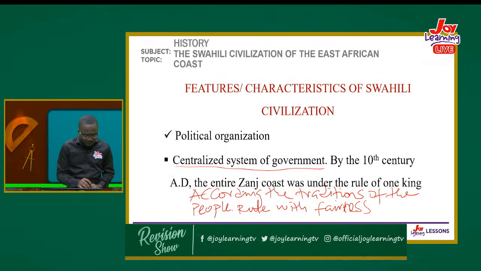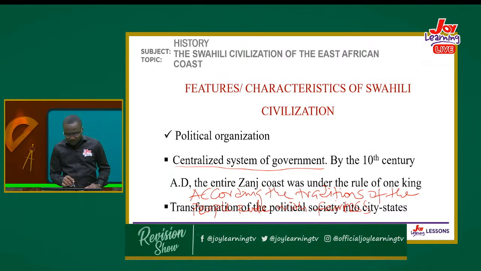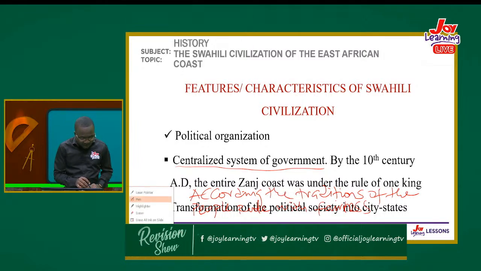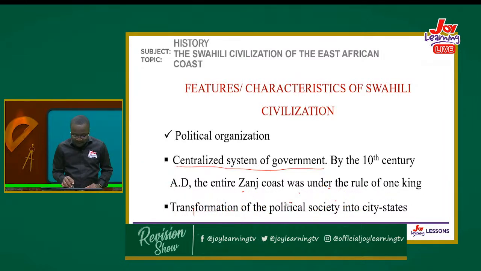Now, let us also remember that there was a transformation of the political society into city states. Transformation of political society into city states. Okay. Now, you realize that though the whole of Zanj is under one ruler, the territory was divided into various towns and cities. And Al-Masudi once again said that as of the 10th century, there were about 40 cities or towns under the Zanj ruler.